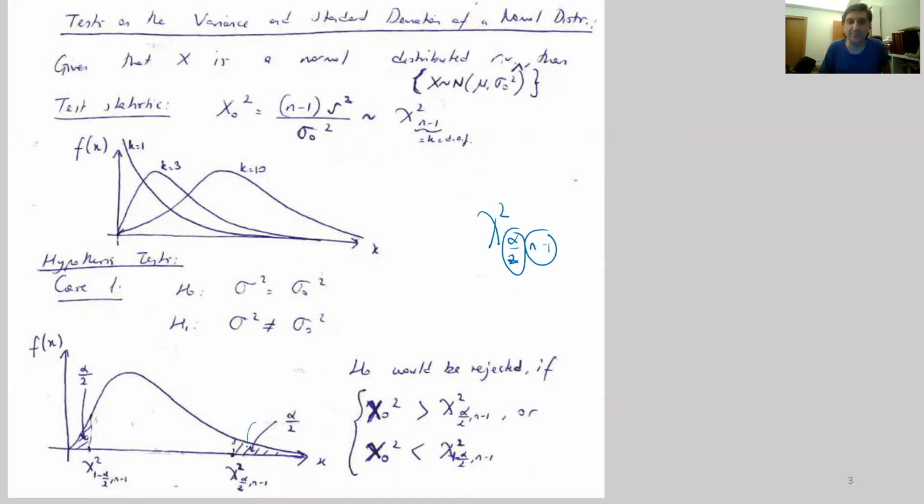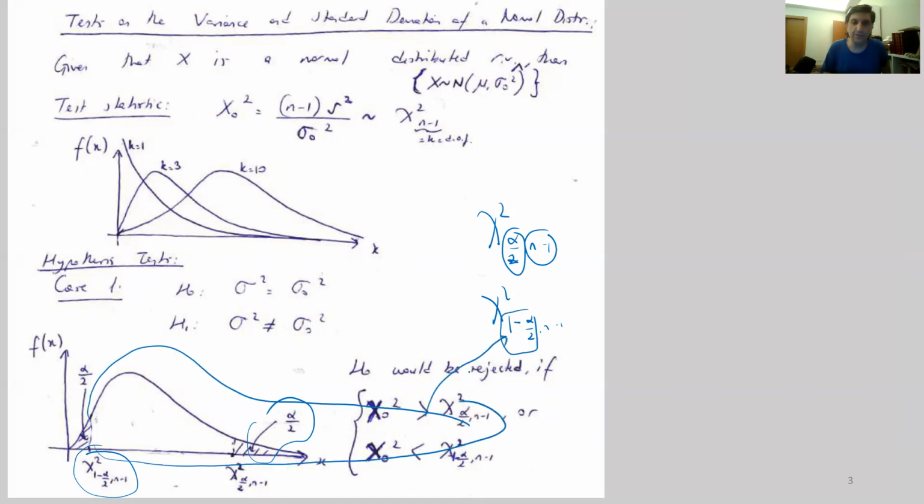So the right-hand side probability is going to be alpha over 2. And the other one is going to be not minus this value, but chi-square 1 minus alpha over 2, n minus 1. 1 minus alpha over 2 means the probability of this part, which goes to infinity, is going to be equal to 1 minus alpha over 2. Therefore, the left tail probability, which decays at 0, is going to be equal to alpha over 2.